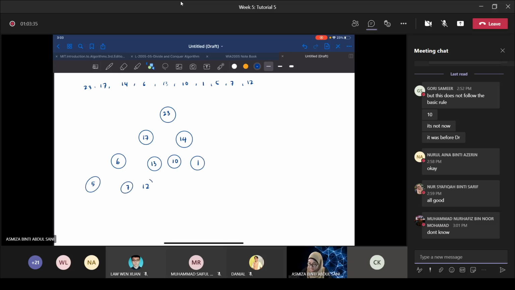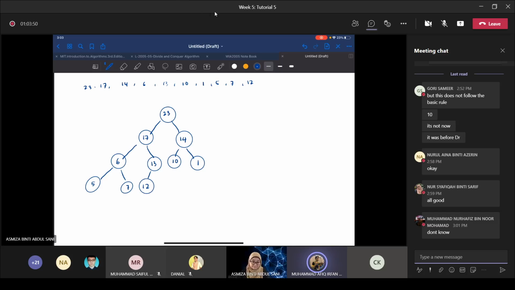What is the property of a max heap? Do you remember the rule for having a max heap? The parent node will be greater than the child node. Okay, so let's check. For this one, is it okay? It's bigger than the child node. This one is also bigger than the child node, so this one is okay. This one, is it bigger than the child node? Yes. This one, is it bigger than the child node? It's not, right? Because the child is bigger than the parent.